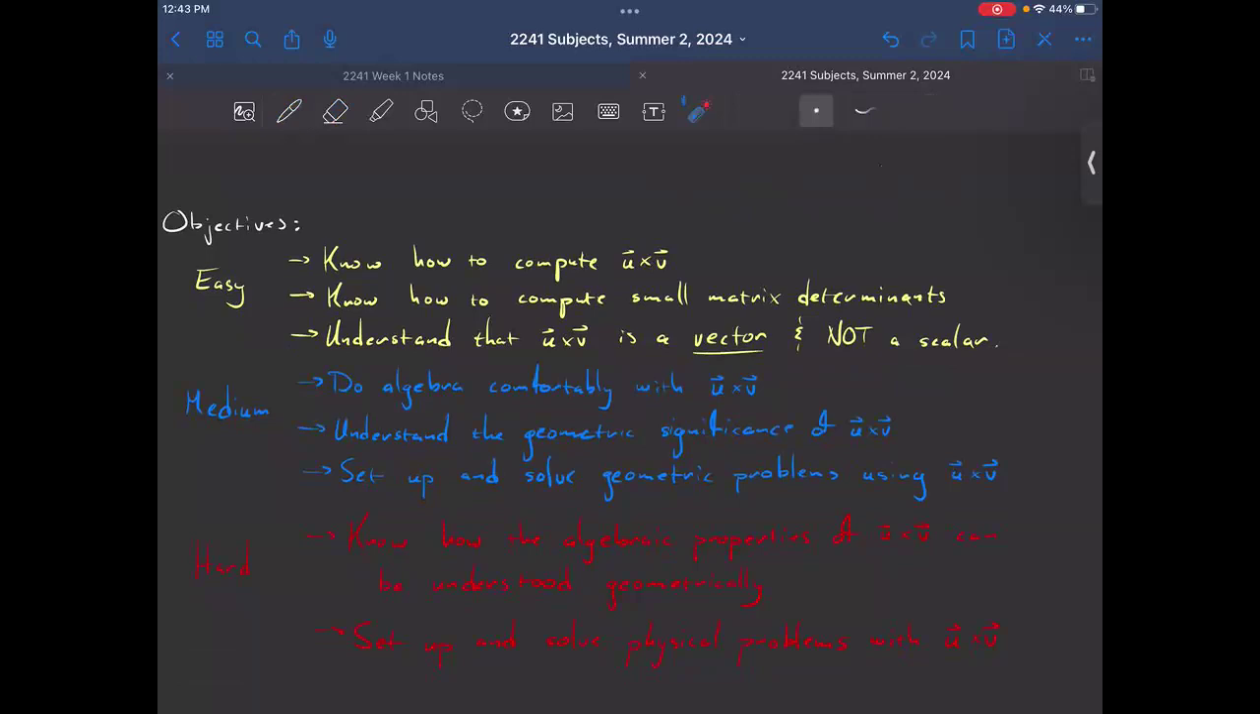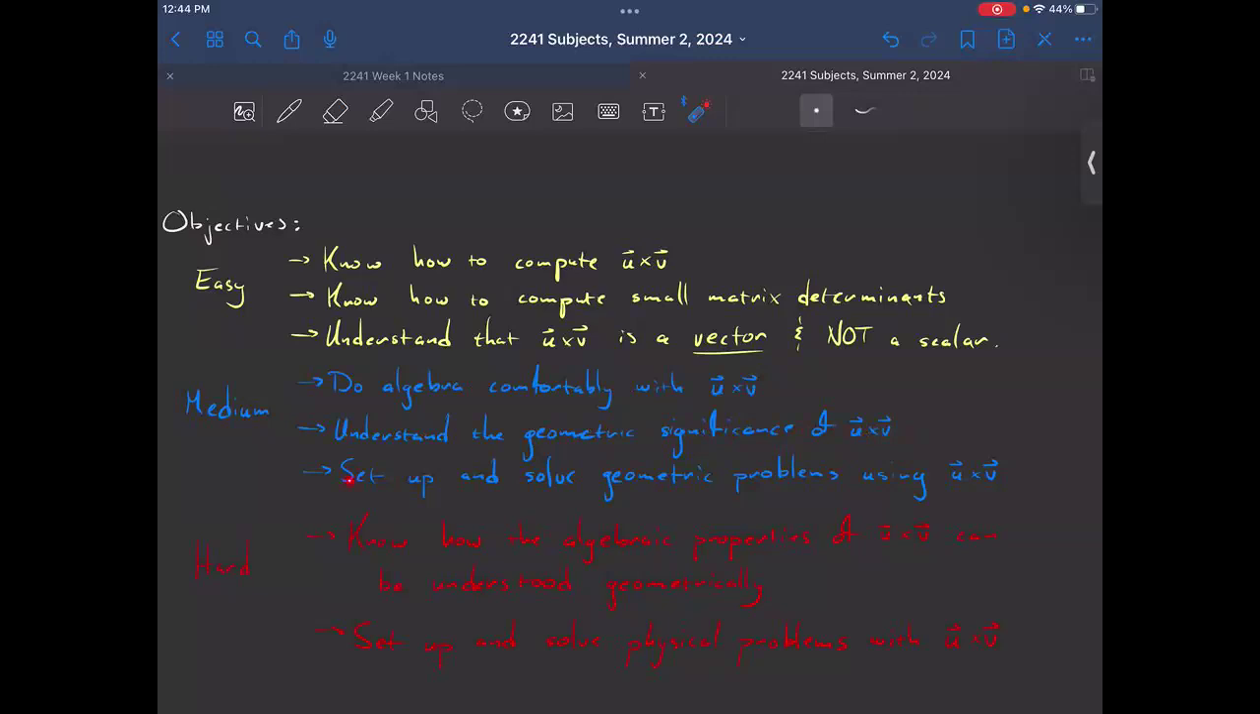So medium next is that you should be able to do algebra comfortably with u cross v. So make sure that you know how to use those properties we just went over. Understand the geometric significance of u cross v. So that's property 9, and what we'll draw some pictures of on the next page.